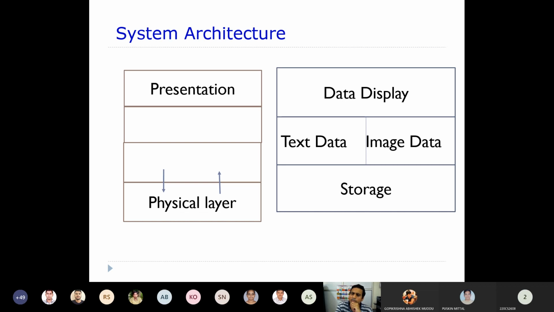So from the storage the text data will be taken and displayed. Similarly, if you want to get the image data, you take the image data from the storage through this partition submodule, and then the data will be displayed. That means the data display module is talking to the text data module. In turn, this text data module is talking to the storage module, right? Similarly, the data display can be talking to the image data module, and this image data module is talking to the storage data. So this is the way the software architecture or the system architecture can be developed.